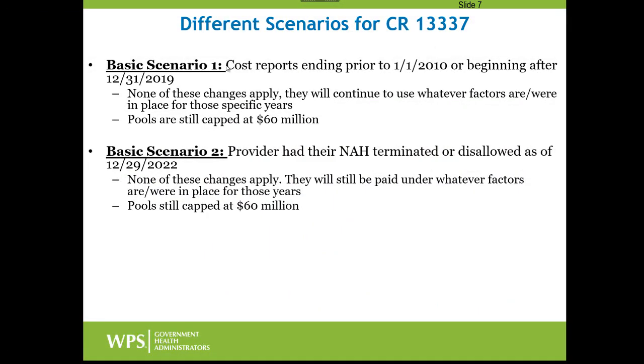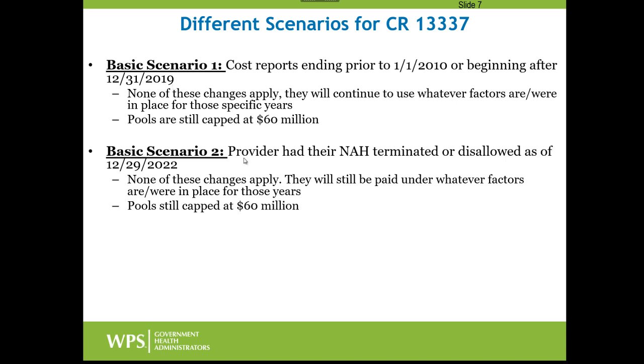Now, there are two scenarios, first of all, that we have to eliminate from this, and we already discussed this. The first one is if your cost report ends prior to 1110, that's too early, it doesn't have any of these factors in place, or if it begins after 12/31/19, then it's not part of this change. You're going to be paid under whatever factors were in place for those years. The pools for the later years are capped at $60 million, barring any congressional legislation that might change this.